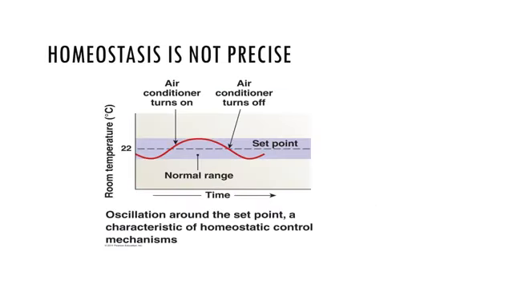Now, homeostasis is not precise. There is some oscillation around the set point, and that is pretty much a characteristic of homeostatic control mechanisms.